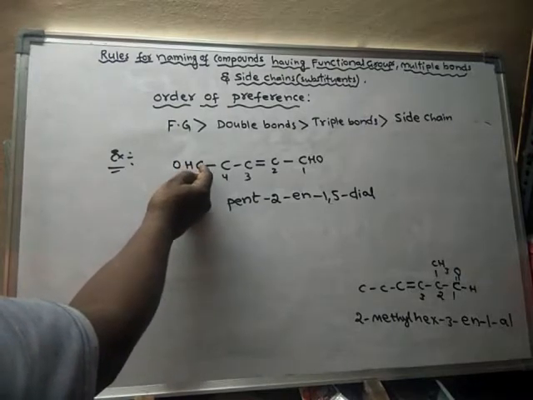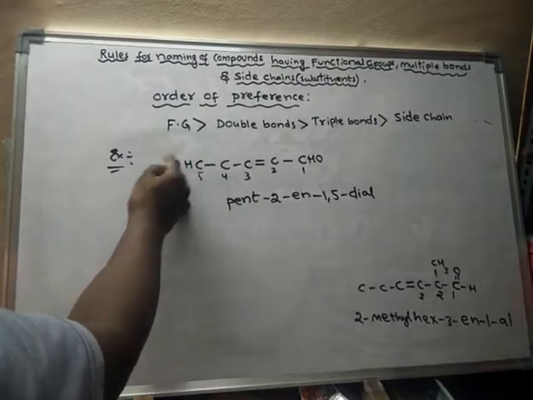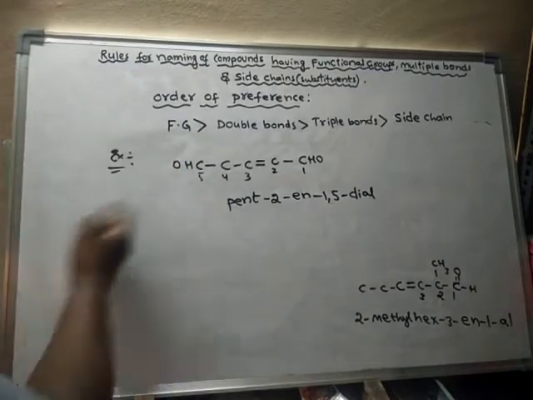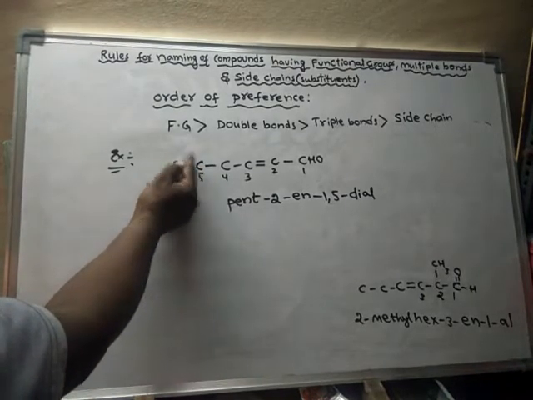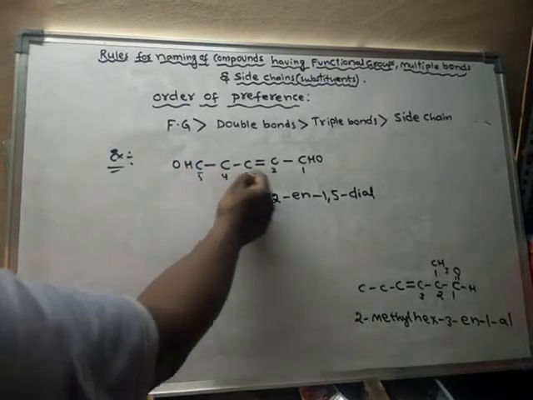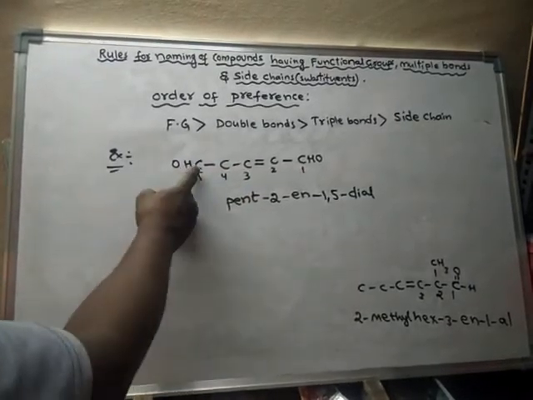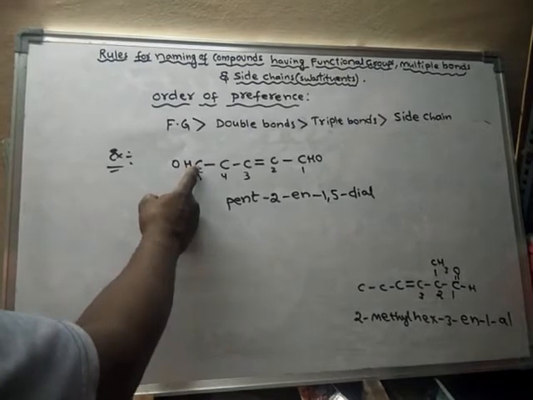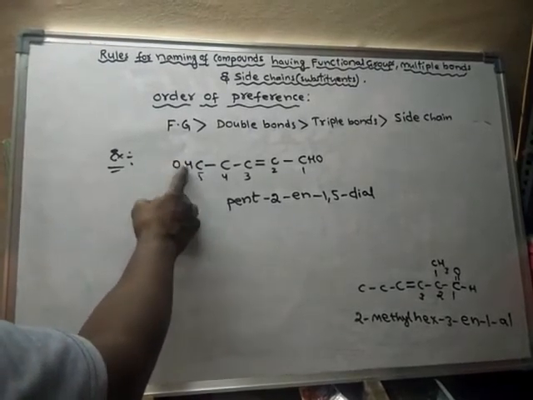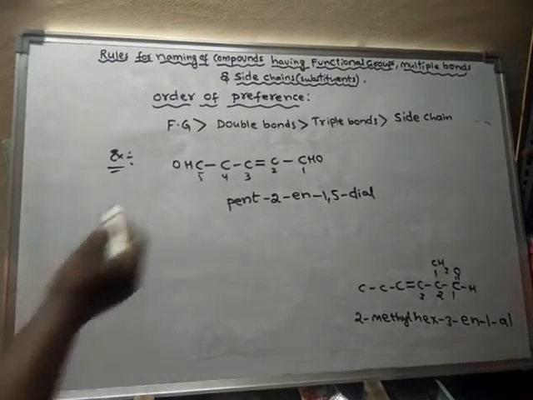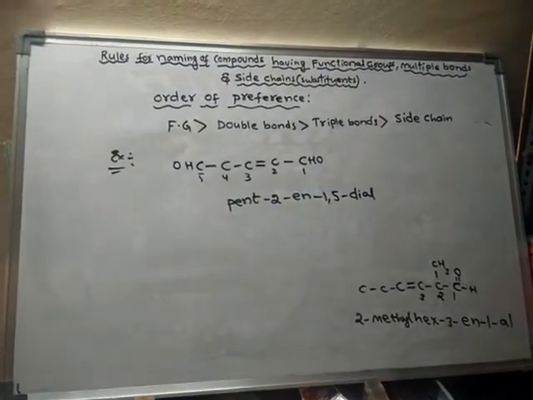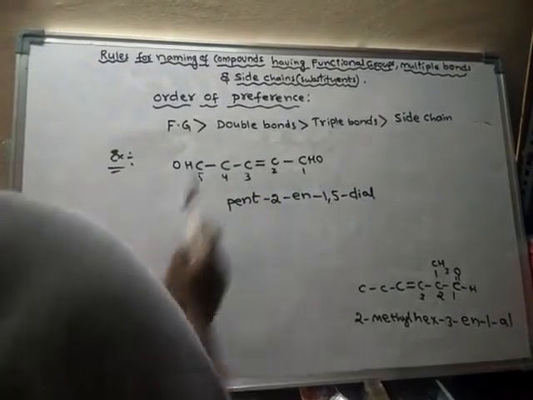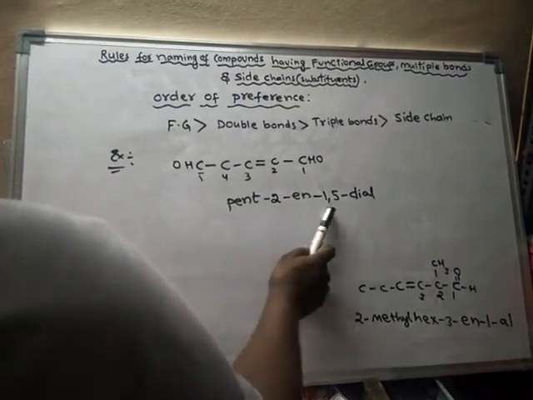So here this chain is terminating with the functional group CHO. The carbon is connected, so this functional group is connected to this chain through carbon, and so carbon will come. From carbon onwards we have to read the CHO functional group. Two CHO functional groups are there, and on the second carbon there is a double bond. So pent-2-ene-1,5-dial.